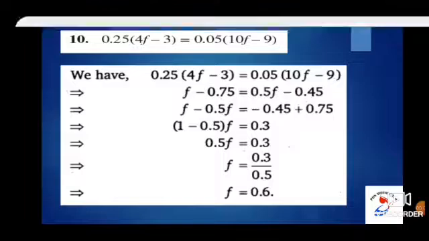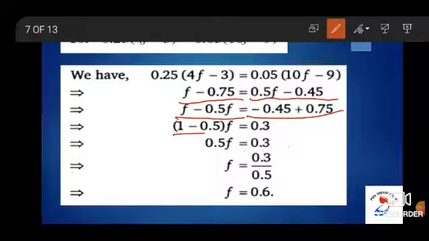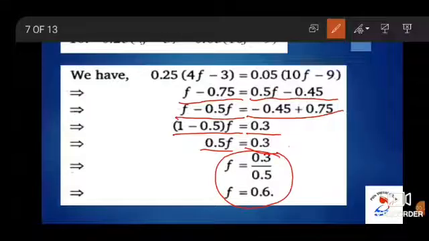So in the next step, you will get the result as f minus 0.75 is equal to 0.5f minus 0.45. That is equal to f minus 0.5f is equal to minus 0.45 plus 0.75. So (1 minus 0.5) into f is equal to 0.3. So 1 minus 0.5, that is 0.5f is equal to 0.3.